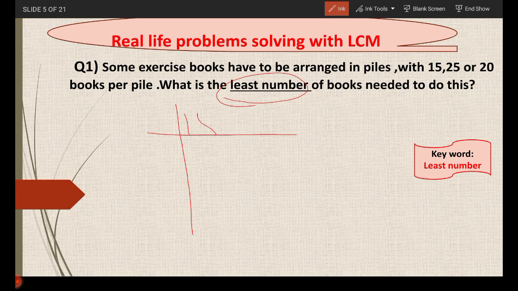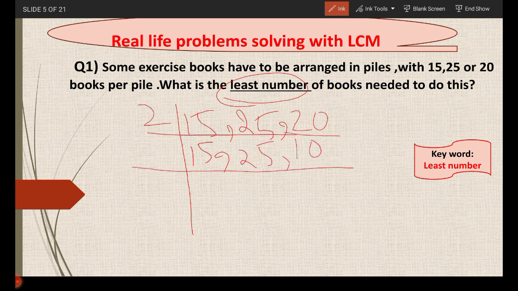And how to find the LCM? I am going to start with the smallest number, 2. I will divide 15, 25 and 20 by 2. 15 and 25 will not come in the table of 2, so I write them as they are. 2 tens are 20. That 10 again comes in the table of 2. The rest of the numbers, 15 and 25, I write as they are. 2 fives are 10.